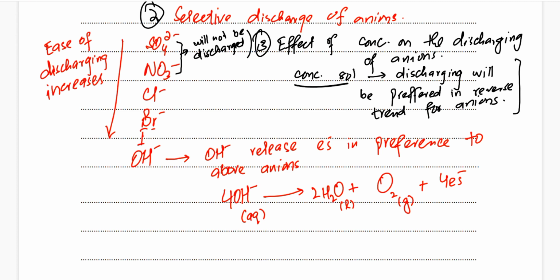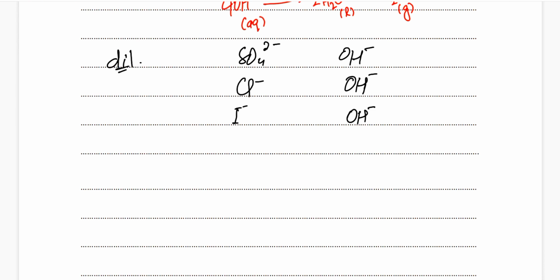Mainly you have to understand. I'm writing here, suppose you have dilute solutions. When you are given solutions and it's not mentioned that they are concentrated, then you can take them as dilute. For example, you have sulfate SO4 2-, and then you have hydroxide. You have chloride, and then you have hydroxide. Definitely when we take the aqueous solution, it contains the hydroxide ions as well. When we have iodides, there will be hydroxide as well. Here I'm writing concentrated. When we have chlorides and hydroxide, then here it is concentrated.